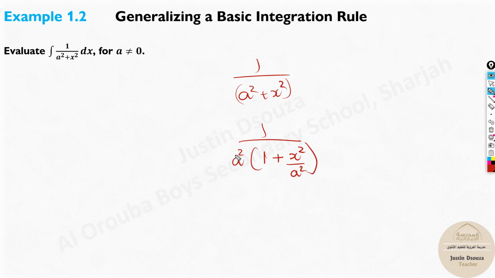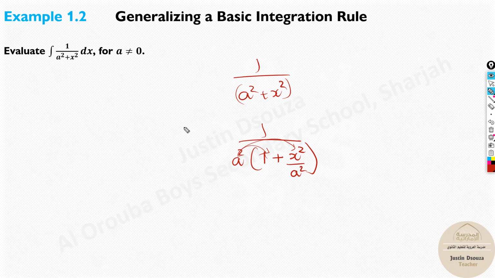So now if I multiply this a squared inside, I'm going to get the above term. If I multiply this over here, it's going to be a squared, and if I multiply it over here, it's going to be a squared divided by a squared. It will only be x squared. So it's balanced. I have to keep it balanced. So this is how I get it.